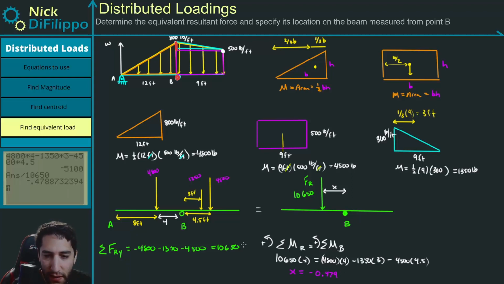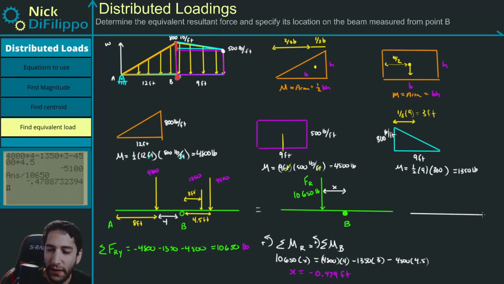And let's get these units right. So this right here is in pounds. This right here is in feet. So this is in pounds. And this distance x was negative. So what this actually means is that this force is on the other side of B.